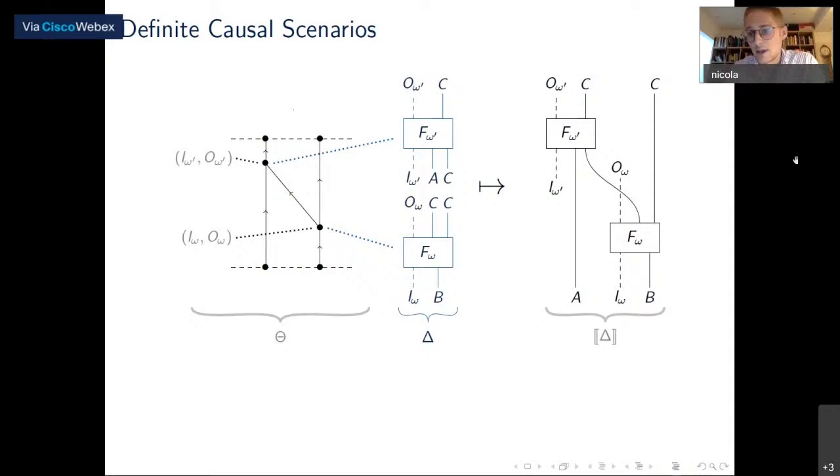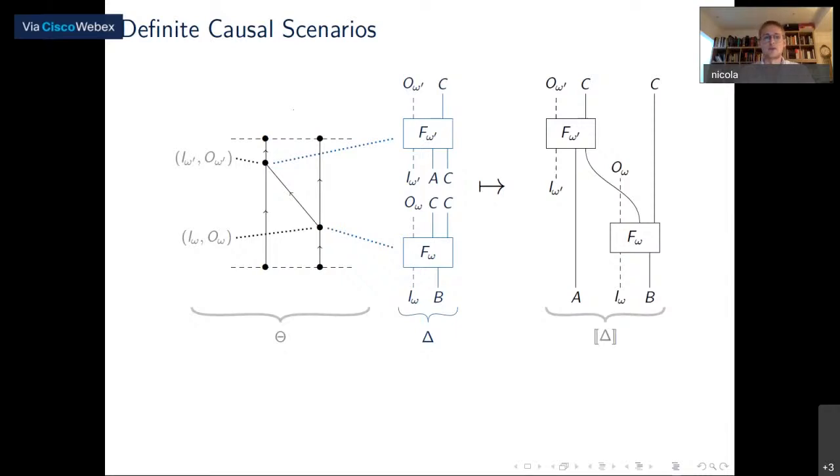Then, since it's a symmetric monoidal category, there is a unique way to extract a morphism from this evolution. This morphism is shown on the right. And this is the interpretation of a diagram over a definite causal scenario.